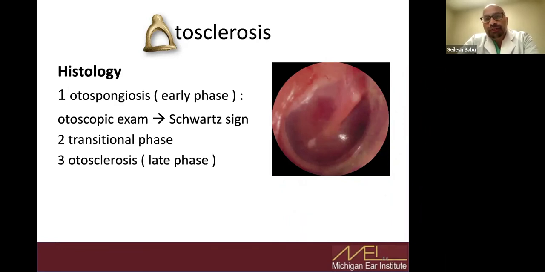But otosclerosis has several phases. It has an otospongiosis phase that is the early sign, and that's where you can see the vascular changes that occur on the promontory.